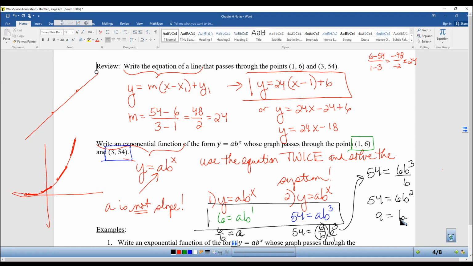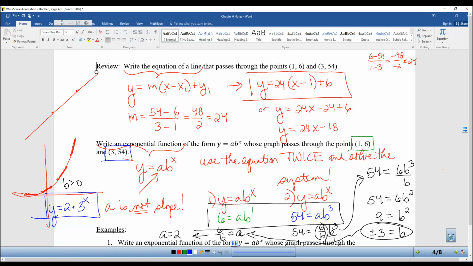Divide by 6 is 9. And I get b is equal to, now technically it's plus or minus 3, but you're going to let your b be greater than 0. When b is equal to 3, a must be equal to 2. So I'm going to take this, I'm going to substitute it right in there, and that gives me a is equal to 2. Sorry about this, I definitely ran out of some room here. So my final answer is going to be y is equal to 2 times 3 to the x. And that's how you write an exponential function.